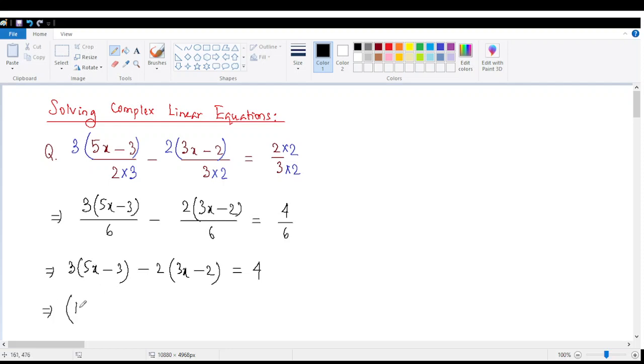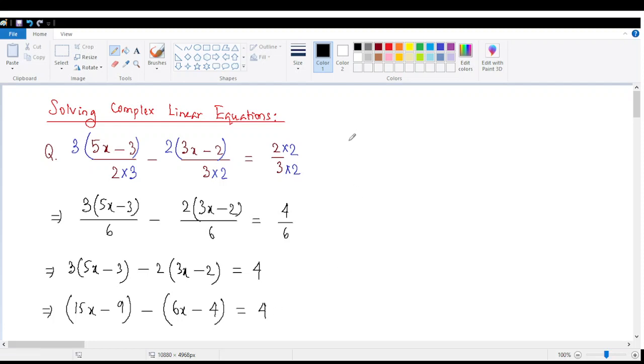3 times 5x is 15x, minus 3 times 3 is 9. Minus, again keep the bracket on, only put the 2 inside. When the 2 goes inside, everything remains the same, only 2 will be multiplied to each of them. So 2 times 3x is 6x, minus 2 times 2 is 4, equal to 4.